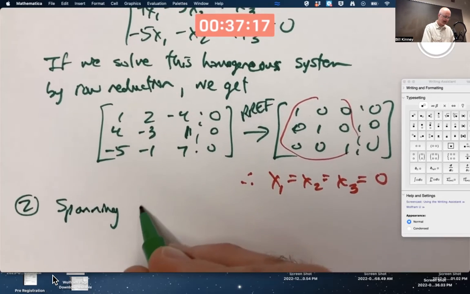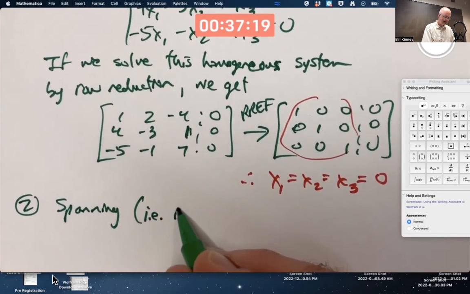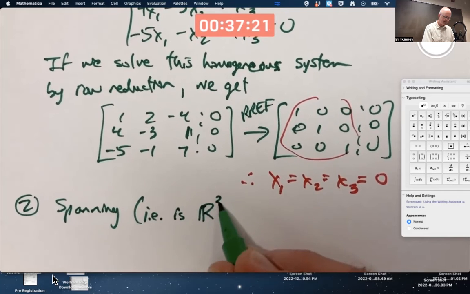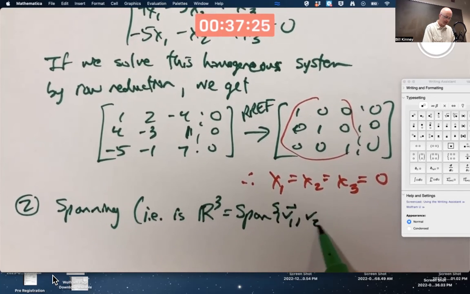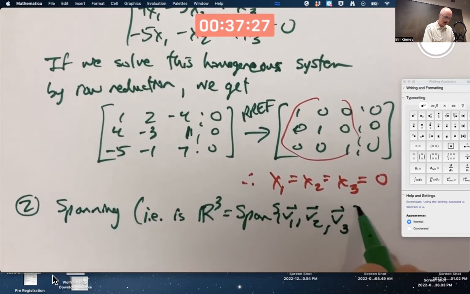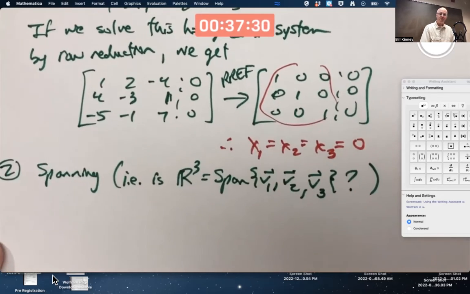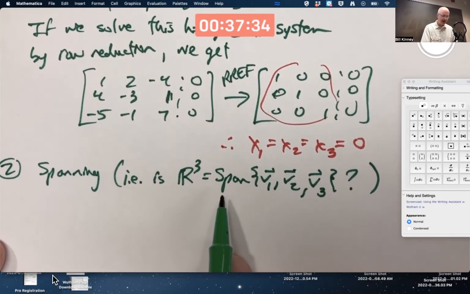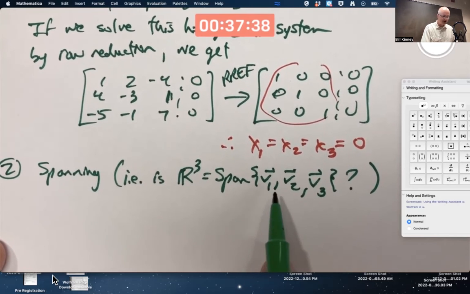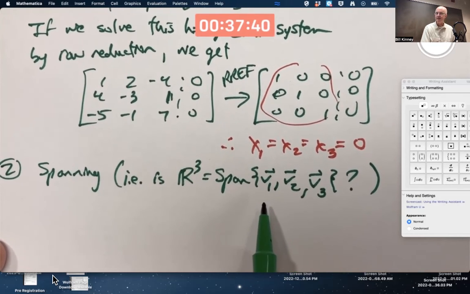In other words, i.e., is R3 equal to the span of V1, V2, V3? That's just special notation. Whenever you see span of a collection of vectors, that's really an infinite set. This collection of vectors is not infinite, it's finite. There's just 3 vectors in it.